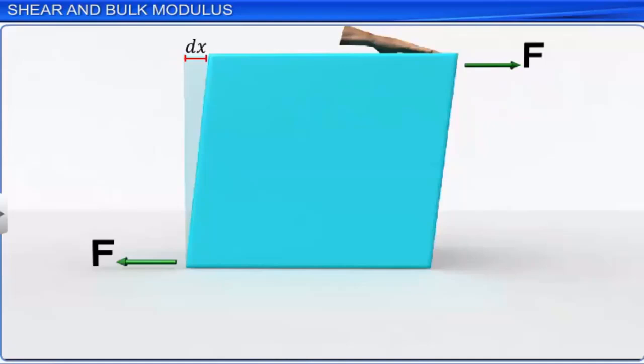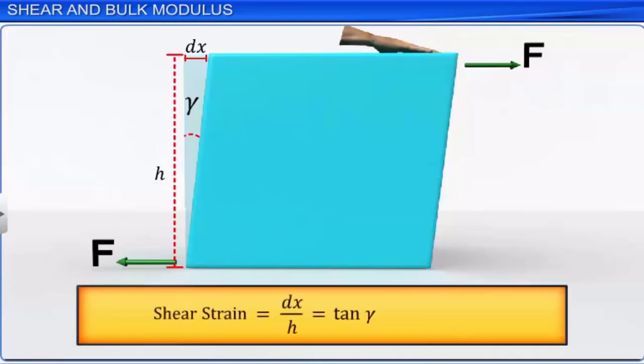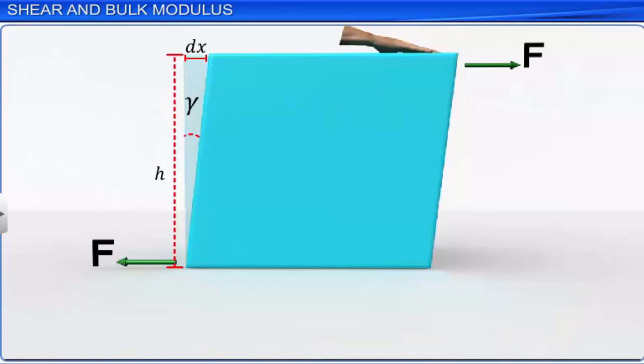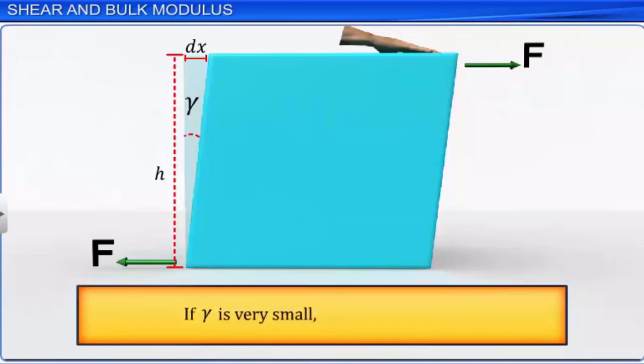Shear strain is defined as the ratio of the lateral displacement of the top layer of the solid with respect to its bottom layer, which is the ratio dx to h. This is equal to the tangent of the angle gamma, where gamma is expressed in radians. If the value of gamma is very small, tan of gamma can be approximated to gamma, and hence the value of gamma is calculated by taking the ratio of dx to h.